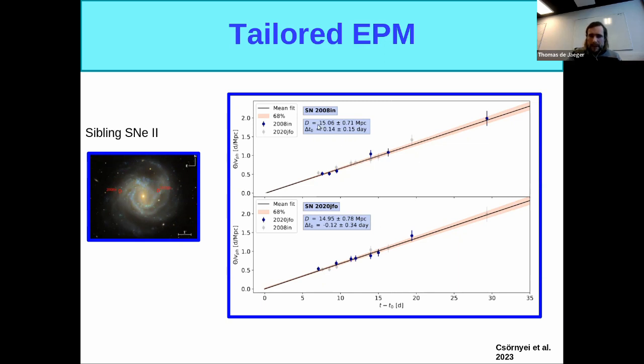And you can see that the values are derived for the distances. So for the first one, 15.06, and second one, 14.95, which are in very good agreement. So the method looks very nice, it's consistent. So I think it will be very nice for the future.